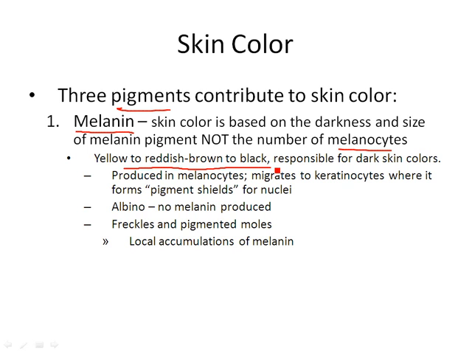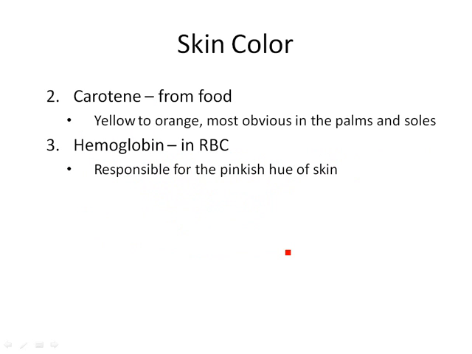If you're an albino, you don't make melanin at all, so there's a lack of melanocytes. They don't make the melanin, or the melanocytes don't work. If you have a mole or a freckle, that is just a local accumulation of melanin. So you have some melanocytes huddle up together, and you've got a lot of melanin there, so it shows up as a freckle. So melanin is one way that we have skin color, one pigment.